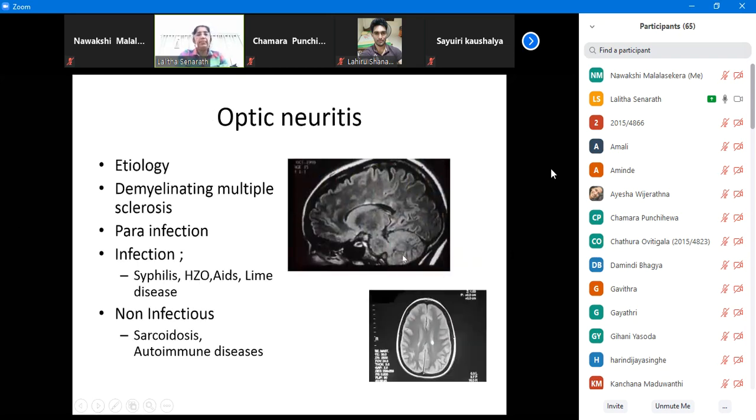What are the etiologies? Multiple sclerosis is one of the commonest causes of optic neuritis in young age. Then there may be infectious or non-infectious causes: sarcoidosis, non-infectious granulomatous disease, TB, and chronic inflammatory problems can cause para-infections. The infections are syphilis, herpes zoster, Lyme disease. Many diseases you have to exclude in any type of optic neuritis, and the non-infectious are these two.